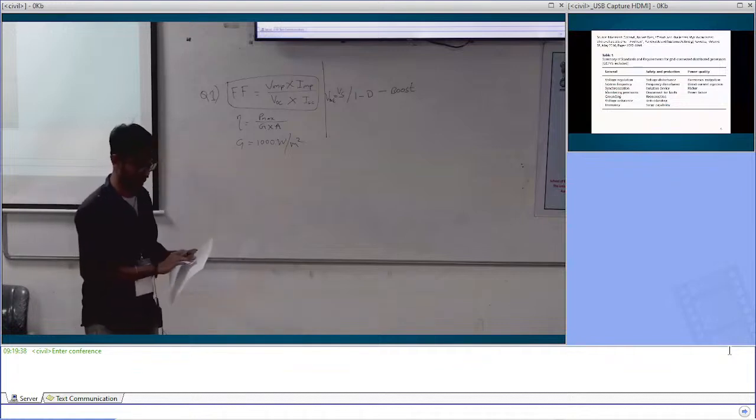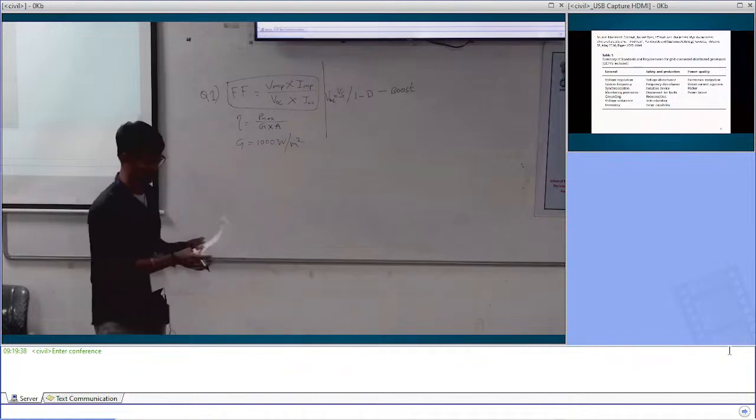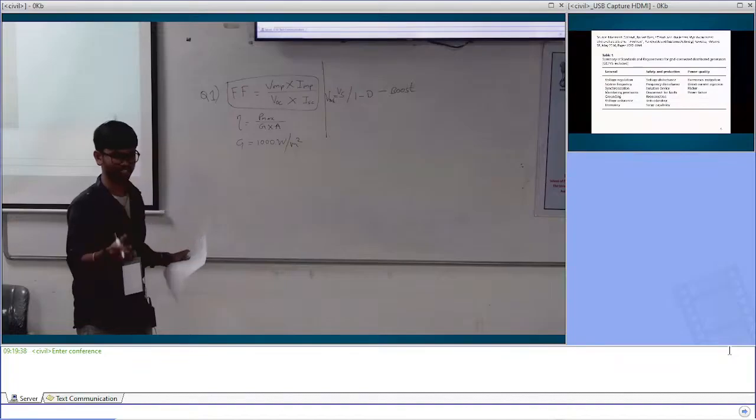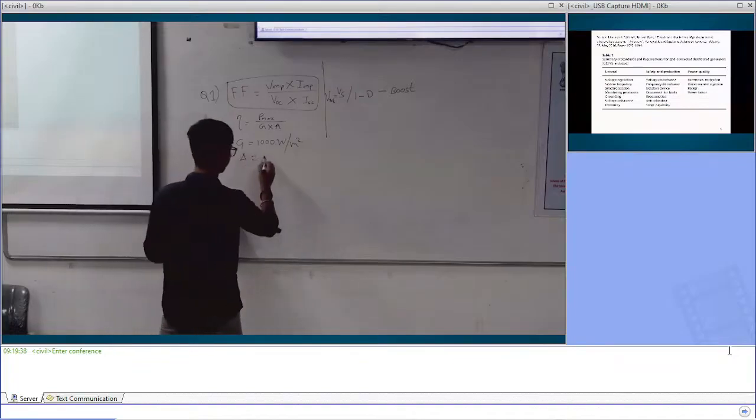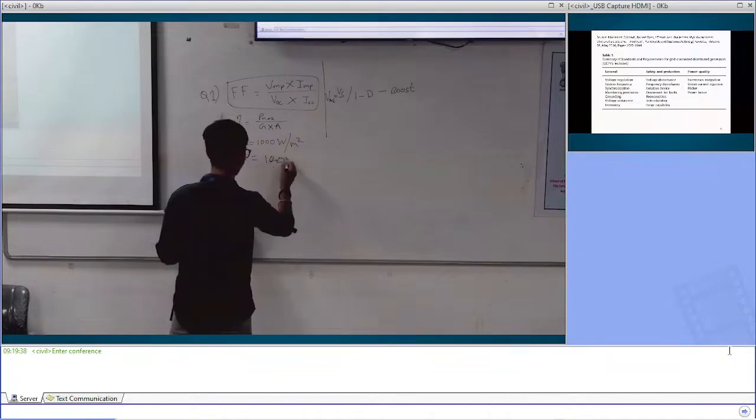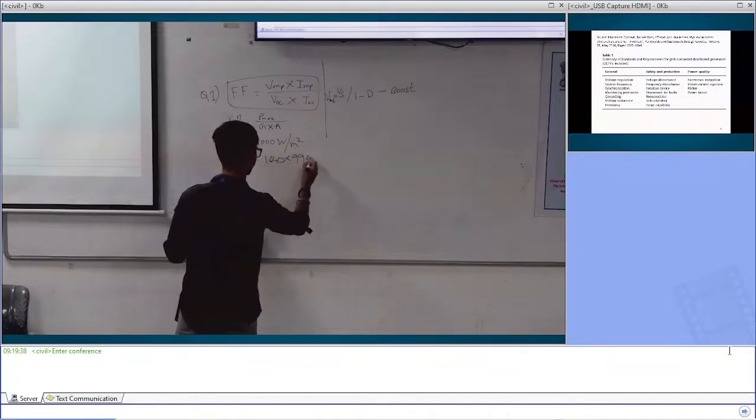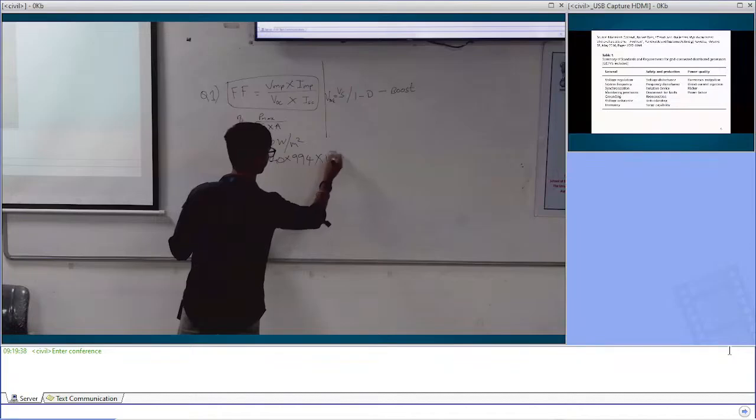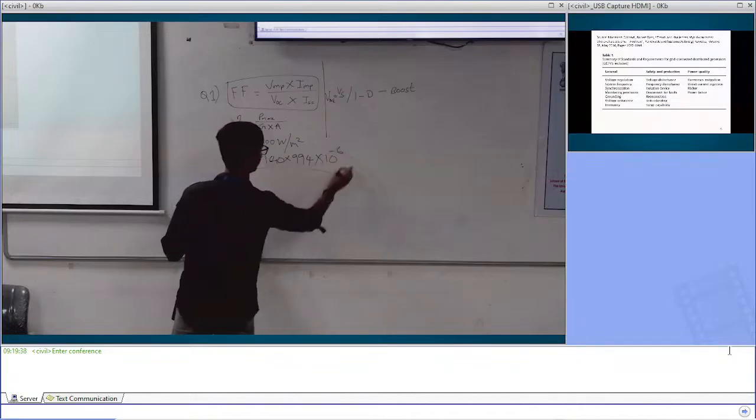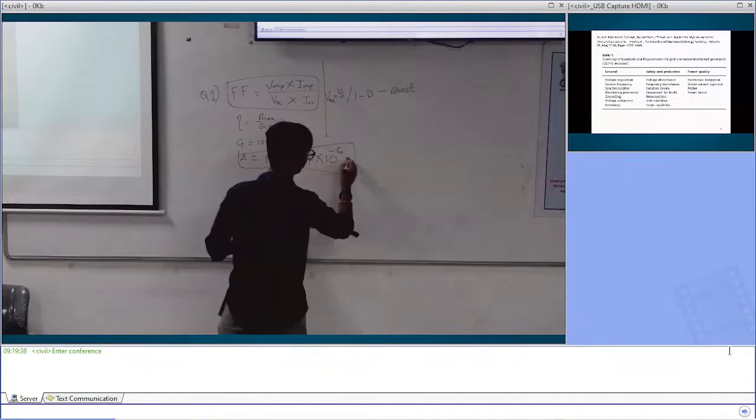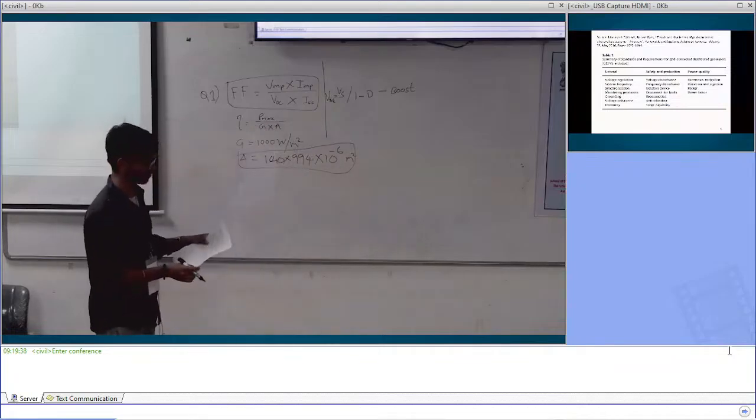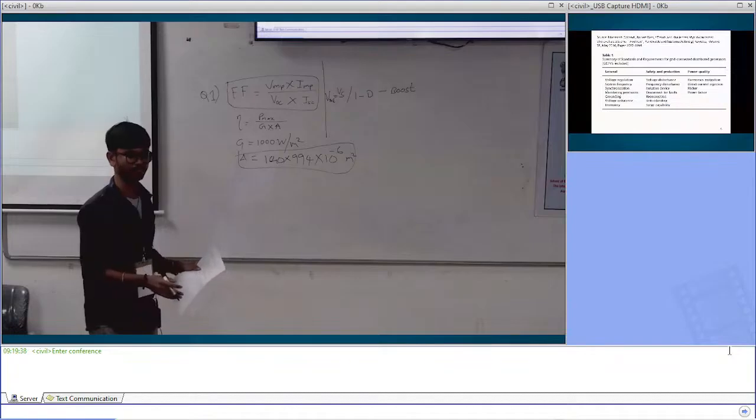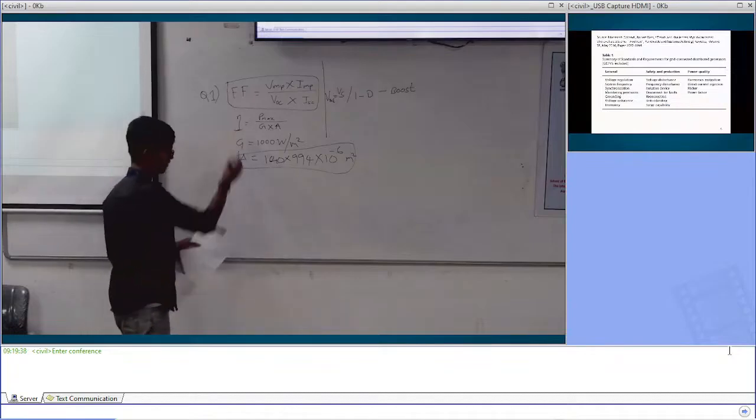And we have given the dimensions: length, width and thickness. Then area of the panel would be this many meter square. P max we can get from multiplying the VMP and IMP. With this we can find the efficiency.